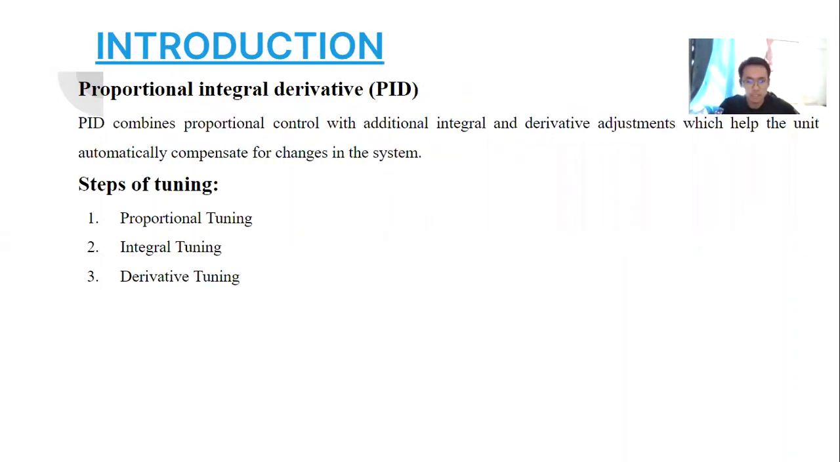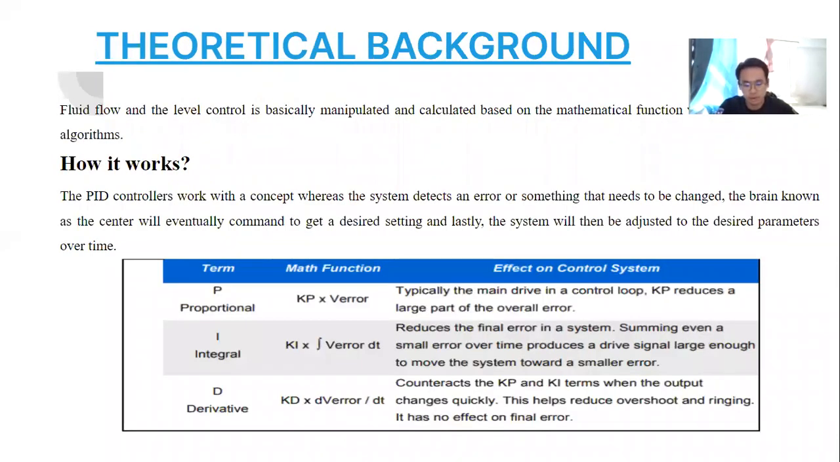And for the introduction, in this experiment we will be focusing on the PID, which is known as proportional integral derivative. It is used to control the fluid flow. PID combines the proportional control with additional integral and derivative adjustments, which help the unit automatically compensate for changes in the system. There are 3 steps of tuning. The first one is the proportional tuning, the second is integral tuning, and the last is the derivative tuning. Now let's move on to the theoretical part.